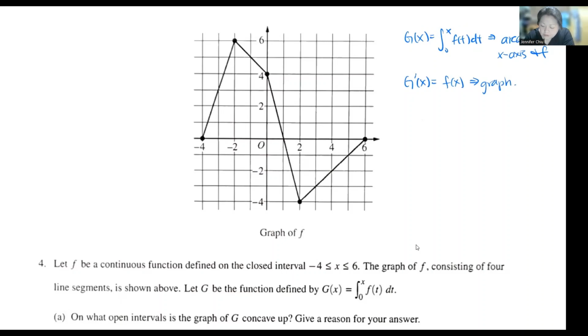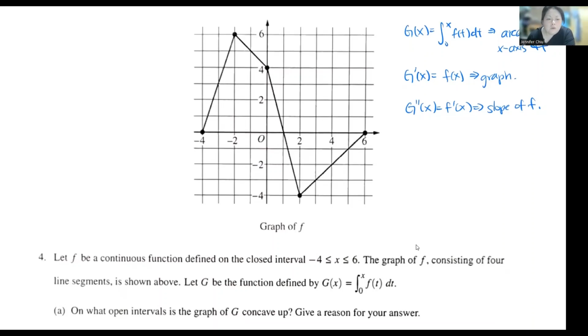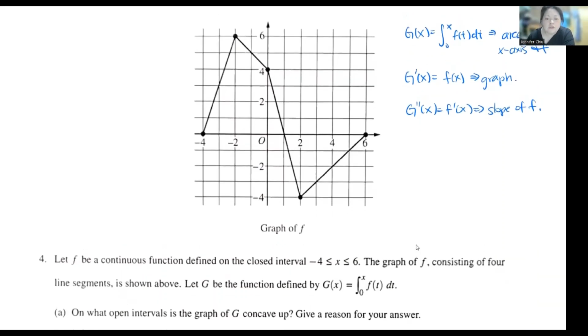Now, I'm going to take the derivative one more time. If I were to ask you to look at g double prime, I'm looking at f prime of x. This is asking you to look at the slope of f. So remember this relationship, the three different steps of g, g prime, g double prime, and how that's related to this picture, okay?